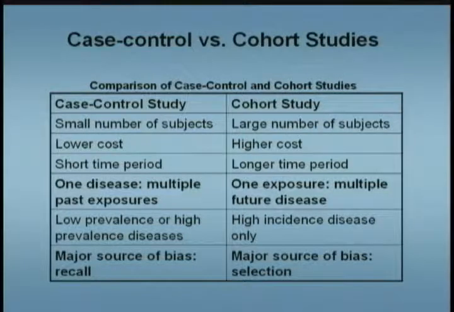We can use a cohort study only when we have a very high incidence disease. If the incidence rate is very, very low, then the number of people we'd have to follow to get the requisite number of cases for our analysis is simply too unwieldy to be beneficial.